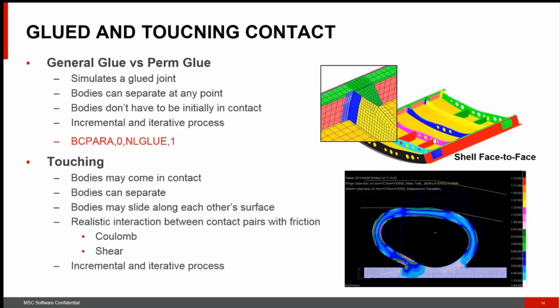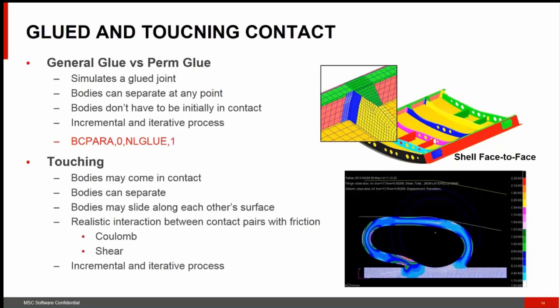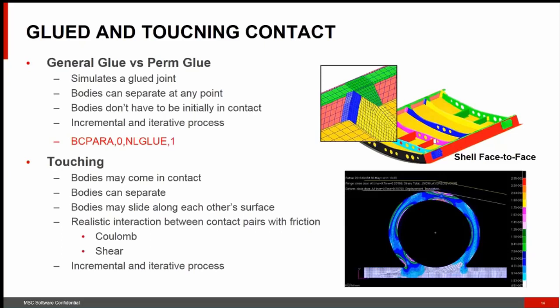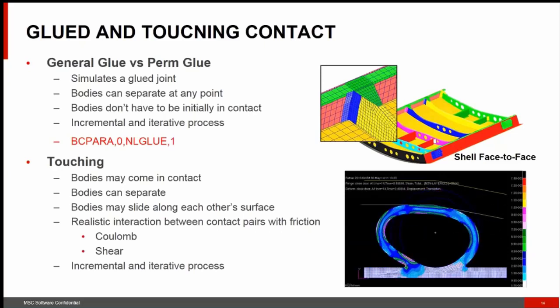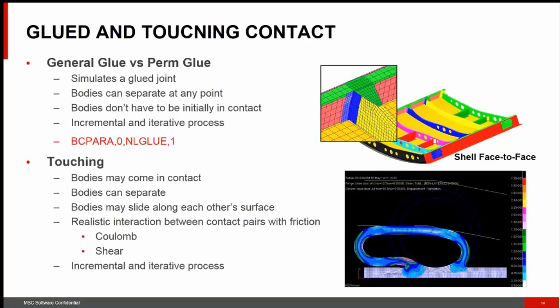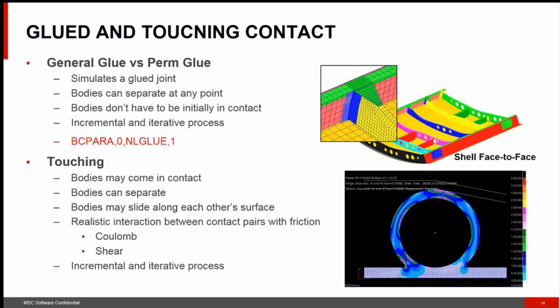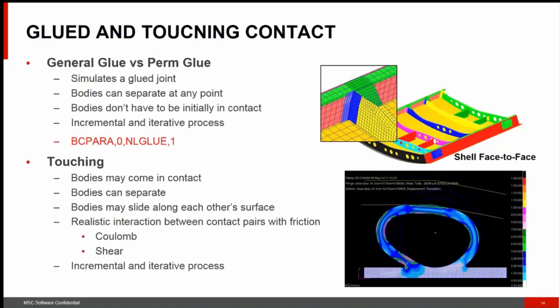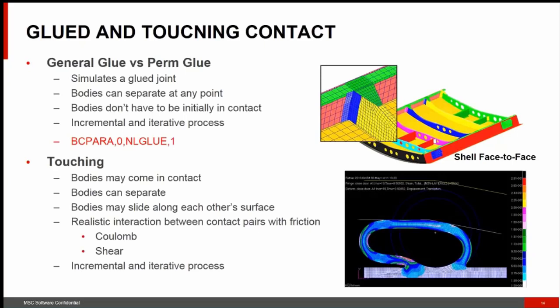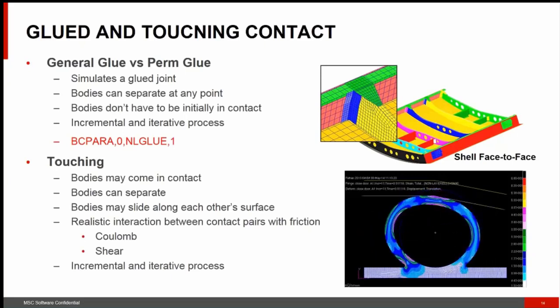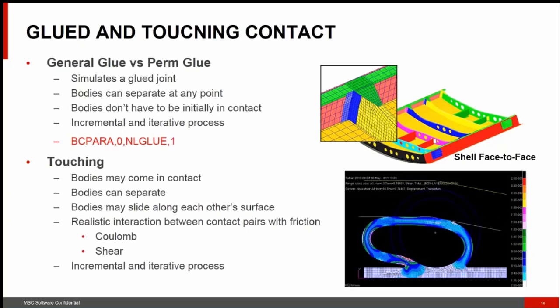So in general, for other solutions, let's say similar to normal modes, linear buckling analysis or frequency response solutions, only the permanent glue is available, not the general glue, not the touching contact. Now, although the touching and the general glue are available in solution 101, it's important to note that the only source of nonlinearity in that solution is contact. So no large displacement or rotations or material nonlinearity are available.